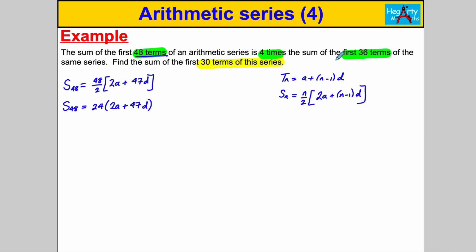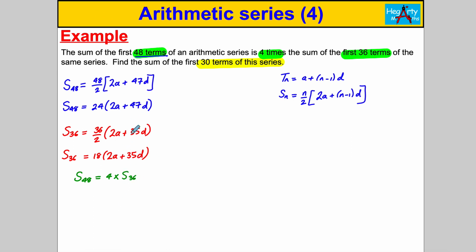Now we're also going to have to use some fact about the sum of the first 36 terms. So let's go off and work out S36 while we're at it. That's going to be 36 over 2, 2a plus 35d. And 36 over 2 is equal to 18. So this is 18 multiplied by 2a add 35d. So that's S36. Now, in the question, all we were told is the sum of the first 48 terms is 4 times the sum of the first 36 terms, i.e. the sum of the first 48 terms, S48, is 4 lots of S subscript 36.